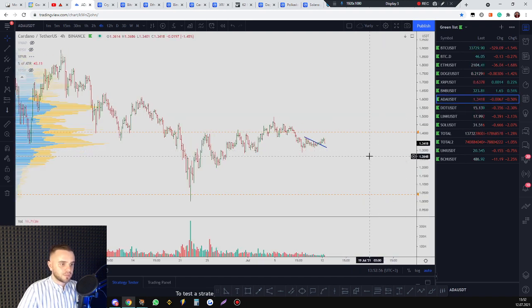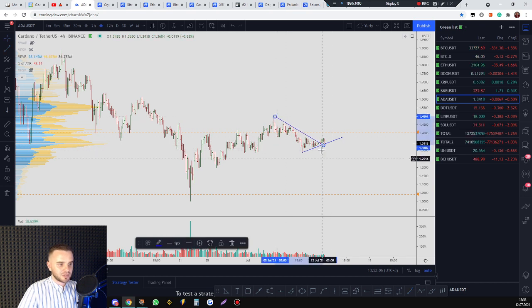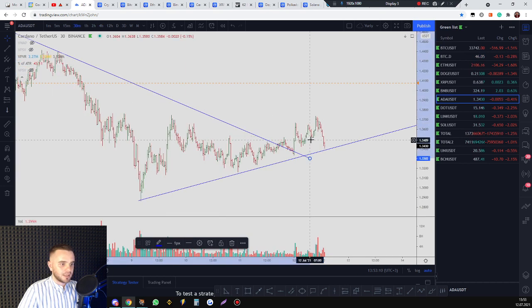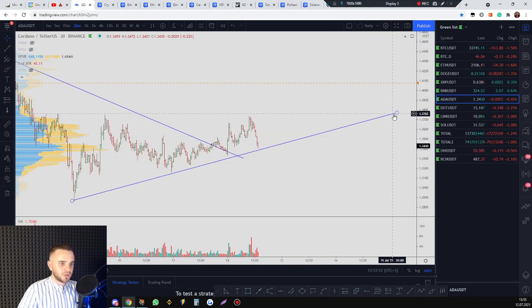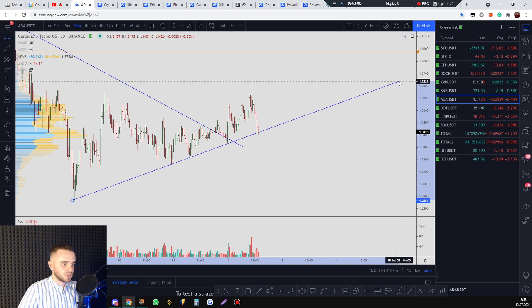Cardano, my friend. What about Cardano? Cardano, as all other top coins, do you see what they did? It was like, okay, we broke this trend line, but at this moment it looks like they would break it down. I don't recommend opening a trade right now, because, why?